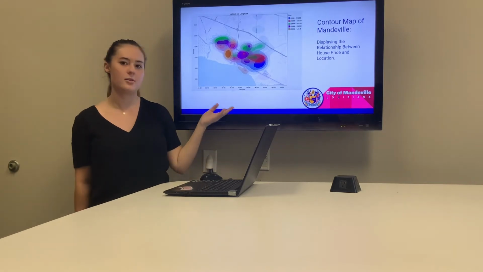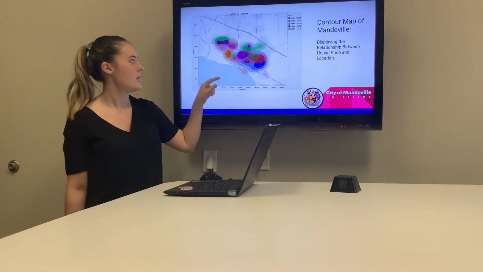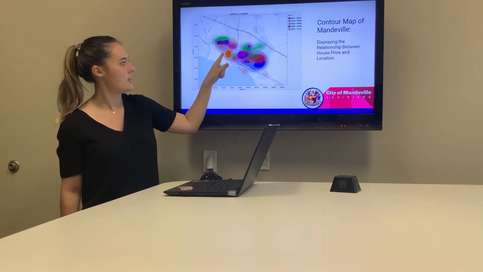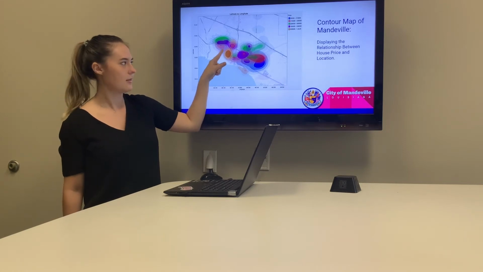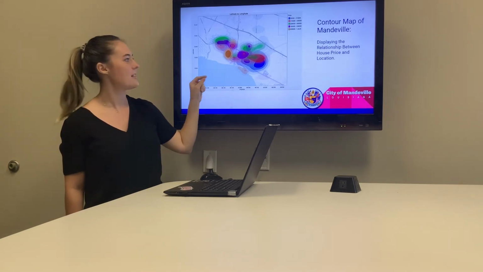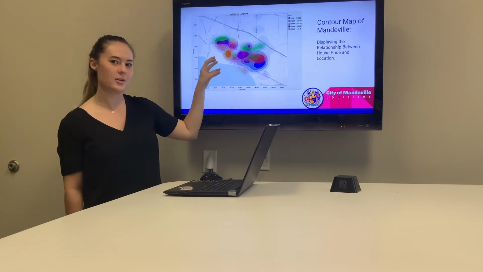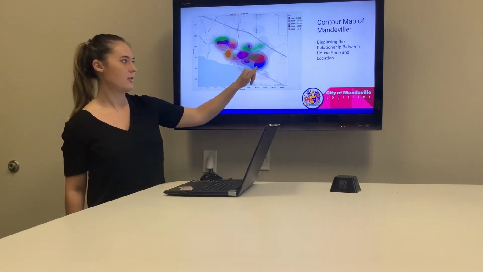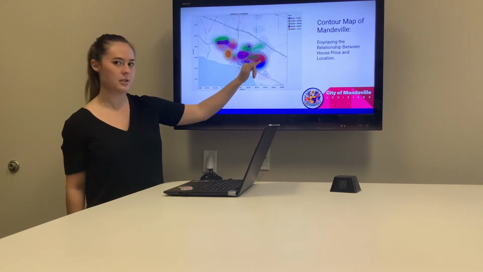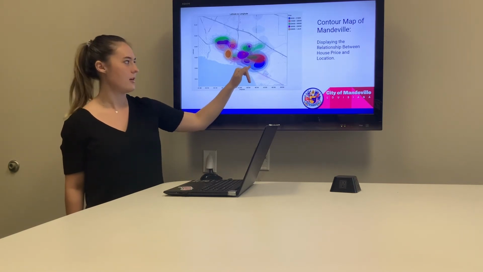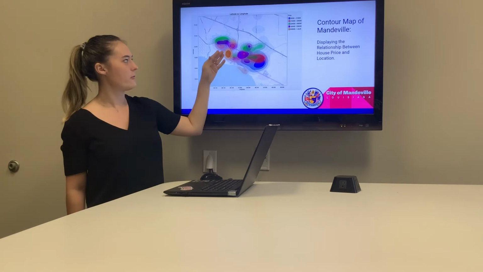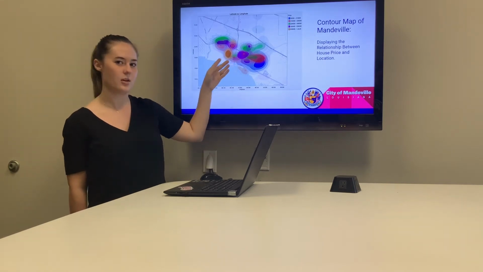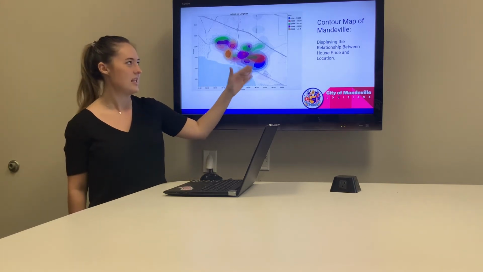This is a contour map of the housing prices. So again, these orange blots depict the neighborhoods with the more expensive houses, and the blue contour over here would depict the least expensive houses. So as we go farther west, we see more expensive homes, and as we go east, we see less expensive houses.